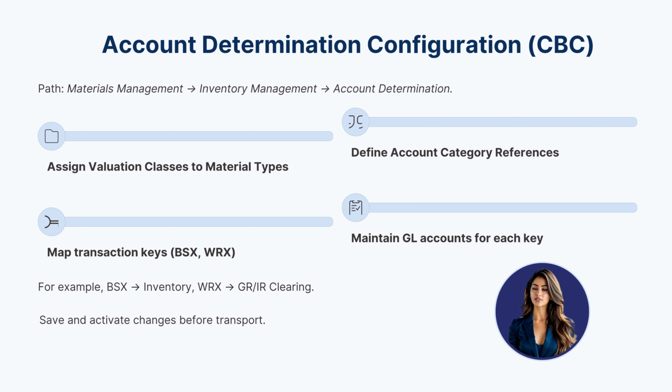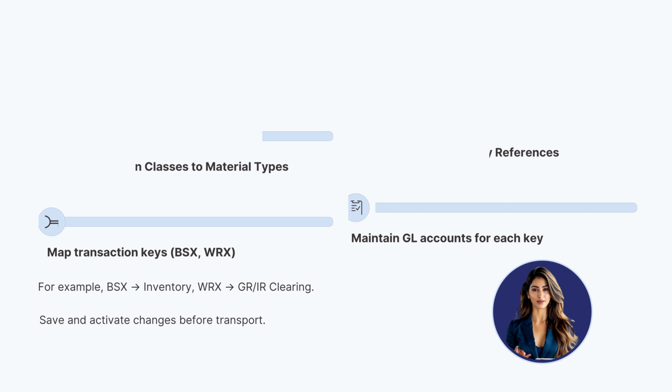Account determination configuration. In CBC, under Materials Management, Inventory Management, Account Determination, you'll assign valuation classes to material types and define account category references. Next, map transaction keys, BSX for inventory and GBB... and WRX for GR/IR clearing. Finally, assign GL accounts for each key. Once saved and activated, all GR postings automatically follow this mapping without manual intervention.